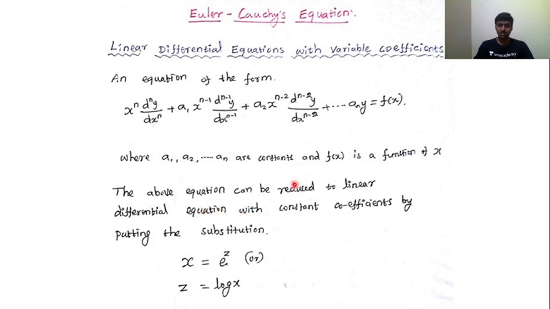This is done by putting the substitution x is equal to e power z, then z is equal to log x. So these are the substitutions. Instead of x, we substitute e power z, and instead of log x, we substitute z. When we make this substitution, the equation with variable coefficients is converted into constant coefficients. Then we can proceed as per the constant coefficient differential equation.